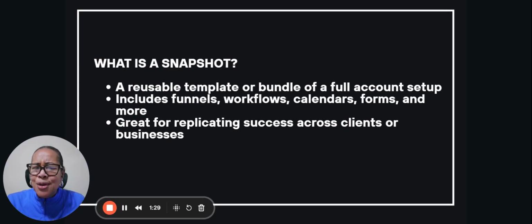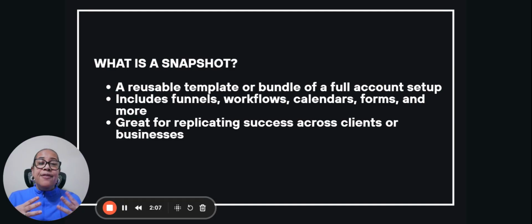One of the first terms that I've heard in Go High Level that really kind of blew me away was a snapshot. I kept saying to myself, what is a snapshot? Why are they calling it that? And basically, a snapshot is a reusable template or a bundle that you can use in your account setup. So, a snapshot will include your funnels, your workflows, your calendars, your forms, anything to make your workflow complete. All of it is included and bundled into a snapshot.